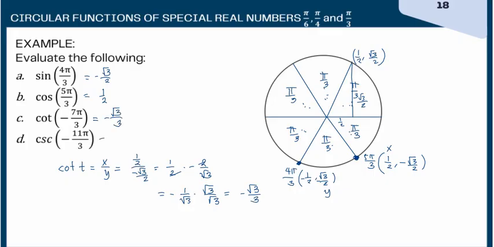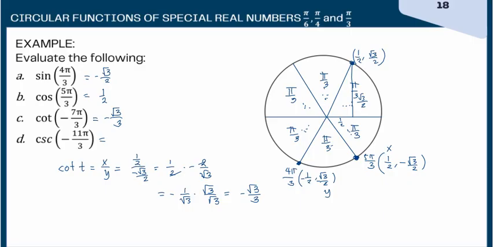And then for our last one, the cosecant of negative 11 pi over 3, we do the same thing. We move clockwise. So that would be 1, 2, 3, 4, 5, 6, 7, 8, 9, 10, 11. So it would stop here, meaning our values are 1 half and square root of 3 over 2.